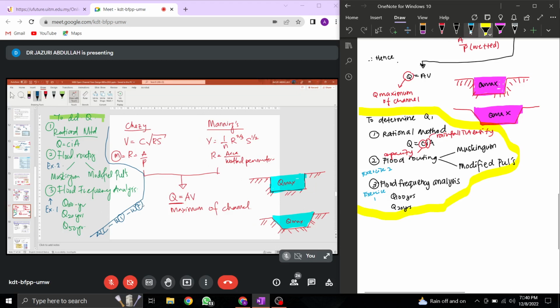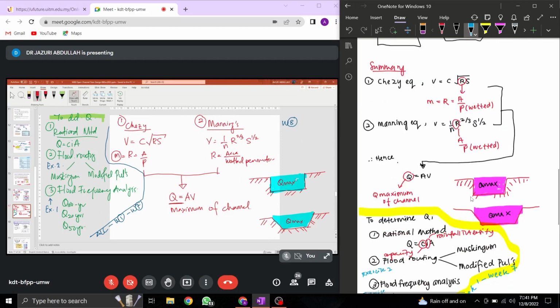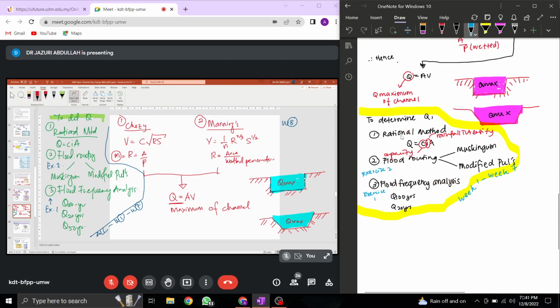So this Q, whatever you calculate here, is the Q yang akan masuk ke dalam sungai lah, okay? So that is the Q. But now we are in week number 8. So in week number 8, apa yang saya ajar melalui kaedah Chezy, okay? So the Chezy number 1 and Manning equation number 2. So both methods are basically to determine what is the capacity of the channel yang ada.